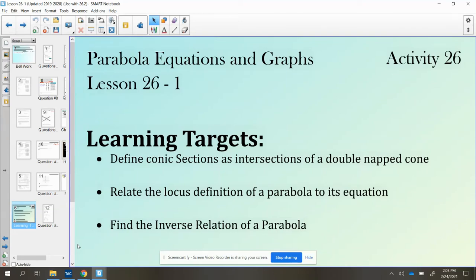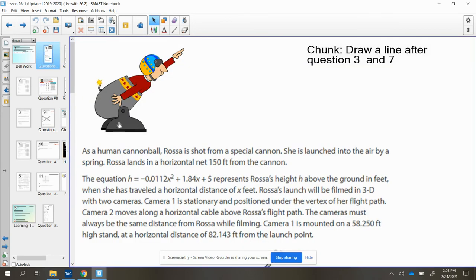Everyone, and welcome to Activity 26. Today we are going to talk about parabolas and how they are kind of the first new-ish, because we have talked about parabolas before, of our conic sections. And this starts on page 347 in your Springboard book, and it talks about Rosa being shot from a cannon.